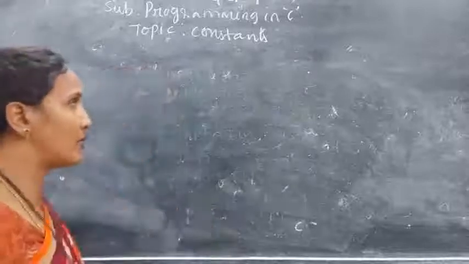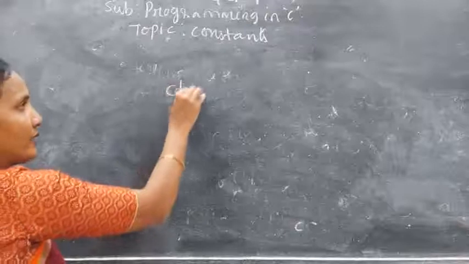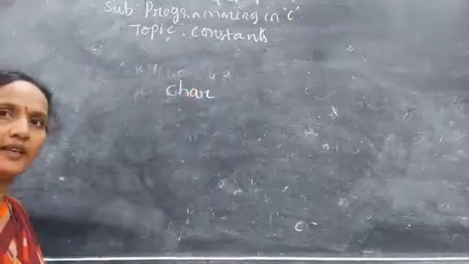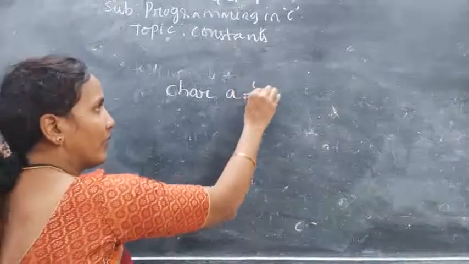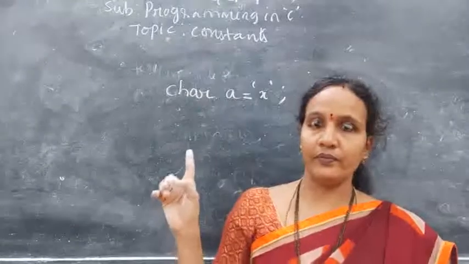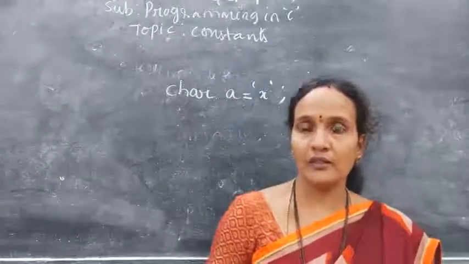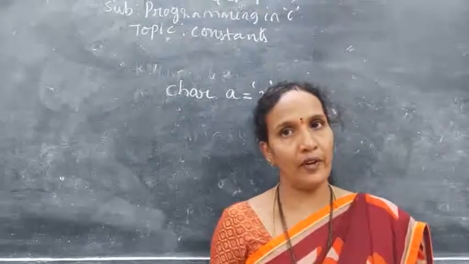Now we'll discuss the character constant. For a character constant, the data type is char. I have already explained data types. Char a equals 'X'. Here a is a variable, but what type of value is it holding? 'X'. Throughout program execution, what is the value of a?